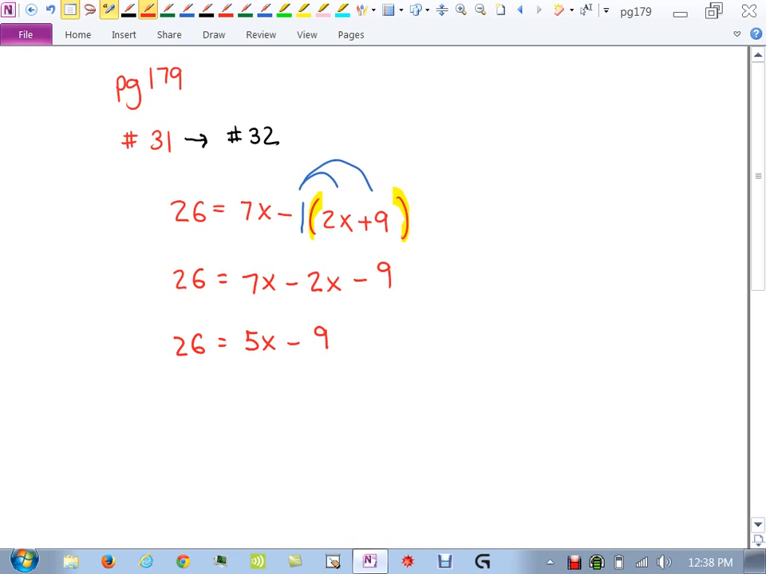Now that I have collected all things together, I want to get my variable term on one side by itself, so I want that 5x isolated. It actually is isolated on the right. I just need to get rid of a negative 9, so I'll add 9 to both sides.